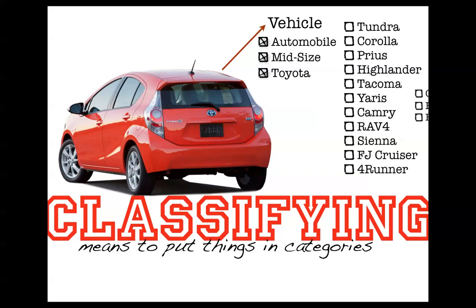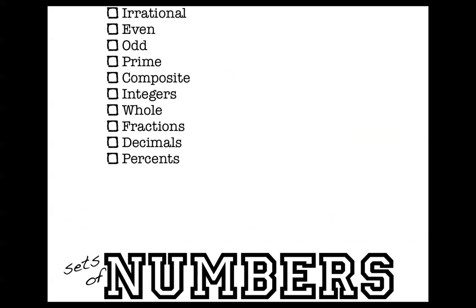There's different models, and there's also different kinds of fuel sources. So we could continue to classify this object by saying that it is a Prius and that it uses gas and electricity, so therefore it is a hybrid. And it falls into all of these different categories. We just classified this Prius. Now, you can do this same thing with numbers.